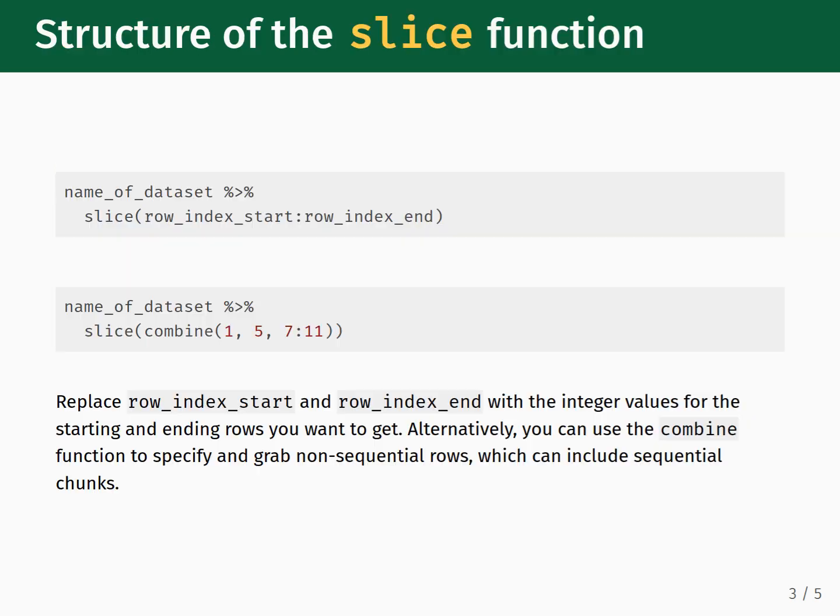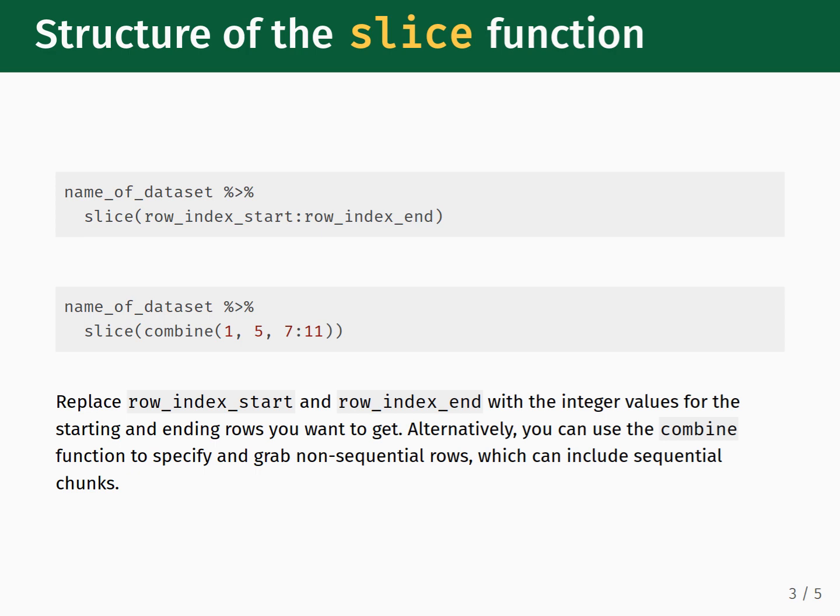The structure of the slice function is as follows. The dataset gets piped into the function, and the function input is a range of integers. If the rows you want to grab are sequential, then it is convenient to use this colon syntax to specify the range, similar to what we saw with the select function. Here you would replace row_index_start and row_index_end with the integer values you actually want to use.